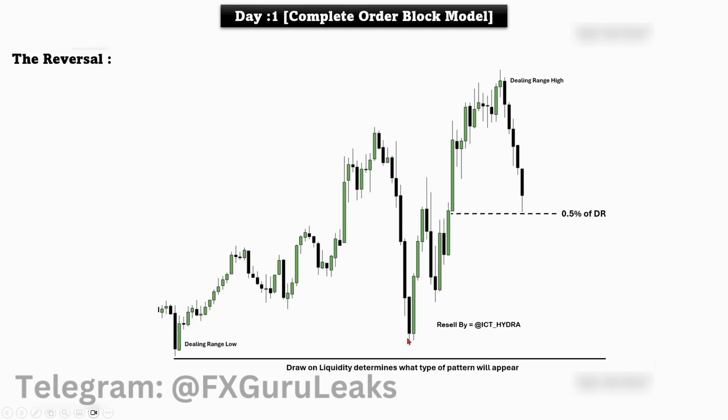Suppose there's no relative equal low. Suppose we have a stop hunt below this low and we have relative equal highs up here. That time you're going to be looking for a trend continuation order block pattern appearing at the 0.5 of this DR. Because where is our draw on liquidity? Our draw on liquidity is towards buy side, right? Here, draw on liquidity on sell side. So now in this scenario, we're going to be looking for a reversal pattern.